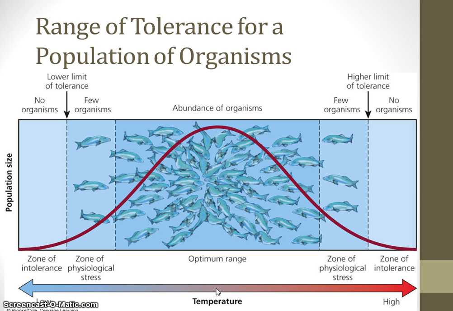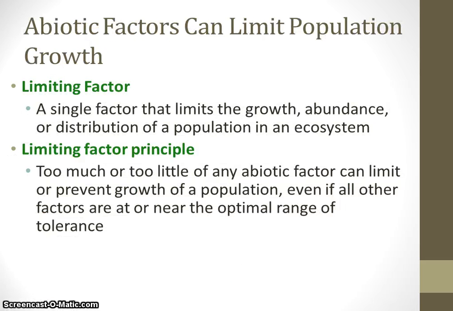The next step out is going to be the zone of stress. And then if we get too far away from that optimal range, we get to the zone of intolerance, where there would be very few to no organisms. You see right here in these sections that there could be a few, but they wouldn't have normal function. Even these would be stressed to some degree. Maybe they wouldn't be able to reproduce, maybe they wouldn't be able to hibernate properly, but it's going to be some type of change to their normal niche.